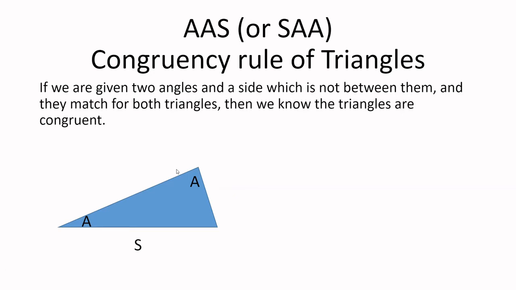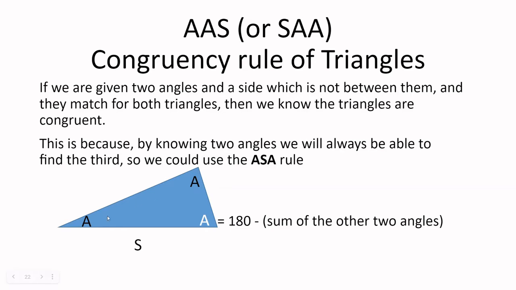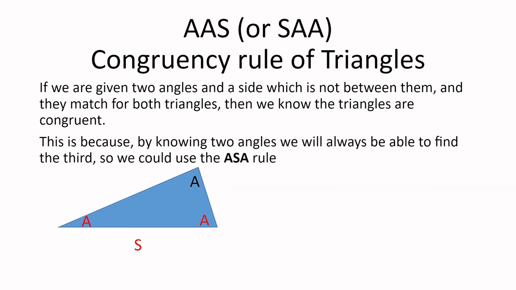However, we can still use the ASA rule because if we knew what these two angles were, we could always find the third angle. You should know that all three angles of a triangle add to 180, so this third angle would simply be 180 minus the sum of the other two angles. And once we know this angle, we know two angles and the side length between them. And then we can just apply the ASA rule, which hopefully will be simpler for you.